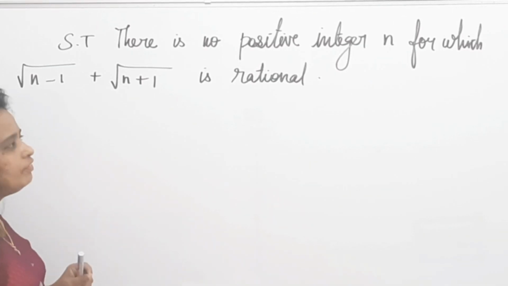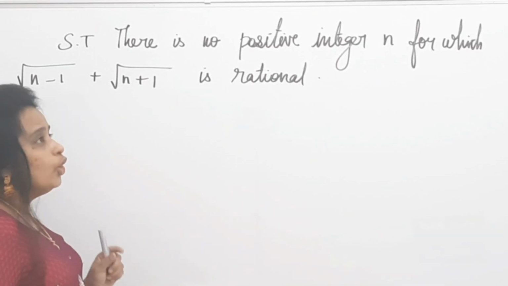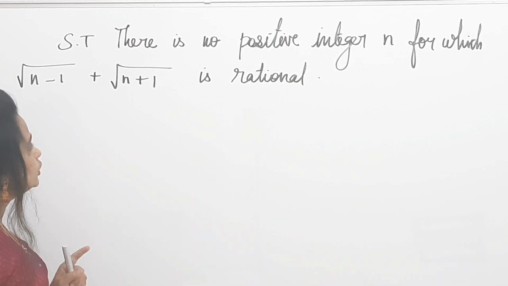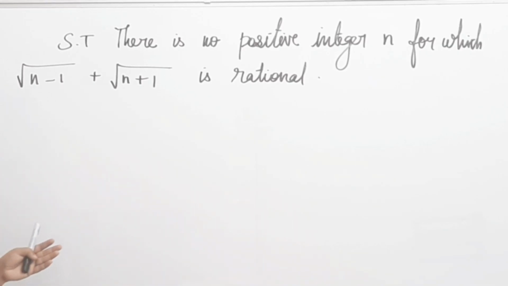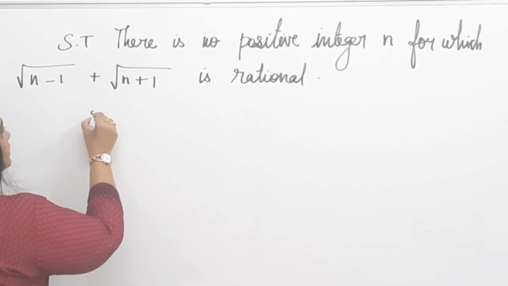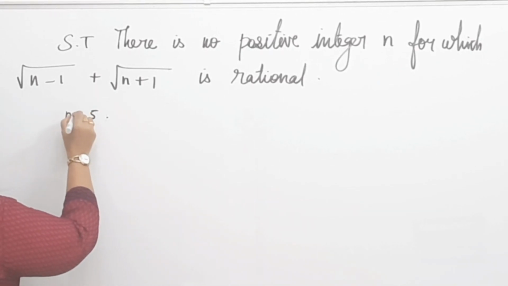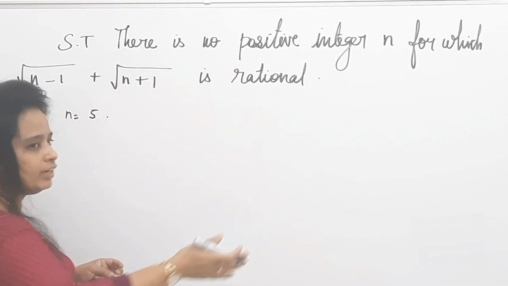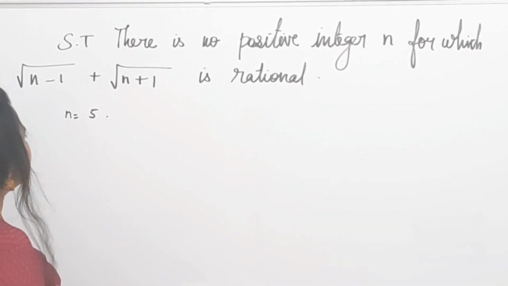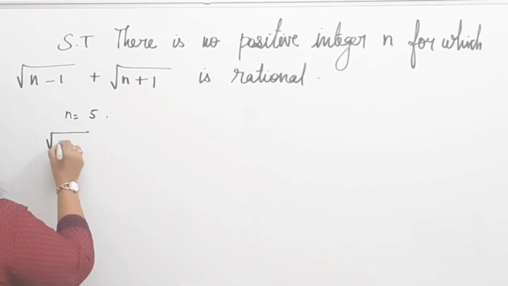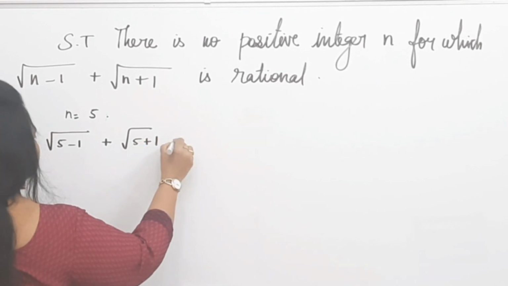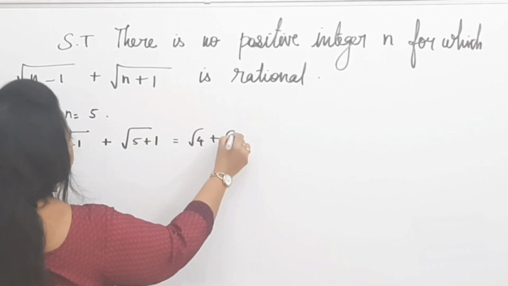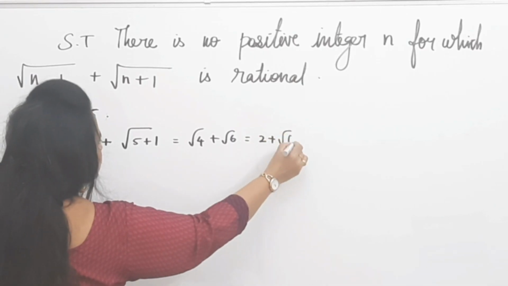Children, now we see this question. There is no positive integer n for which root n minus 1 plus root n plus 1 is rational. Now what is this, ma'am? It comes under root and the n. How do we understand? Now I'll give an example. Suppose n is equal to 5. So let me have my positive integer as 5. So when I substitute, root 5 minus 1 plus root 5 plus 1 is equal to root 4 plus root 6, which is equal to 2 plus root 6.